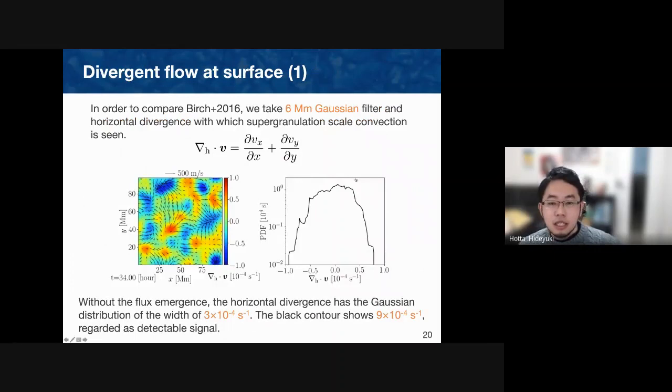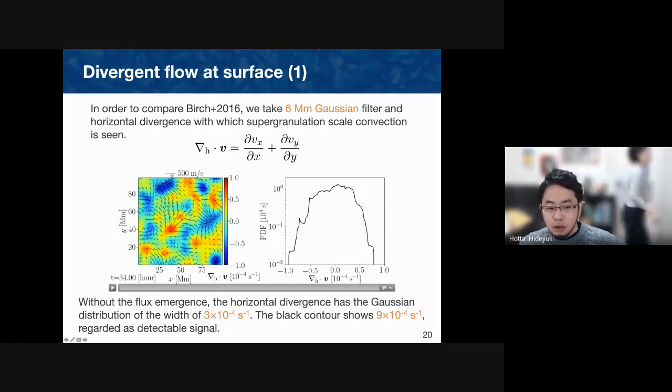Okay, next I address the divergent flow at the surface. This relates to Aaron Birch's observation and Matthias Rempel's calculation. In order to compare with Birch's observation, we take a 6 megameter Gaussian filter and take the horizontal divergence. This is the horizontal divergence, with which the supergranulation scale convection is seen. This is 3 hours before the flux emergence time.